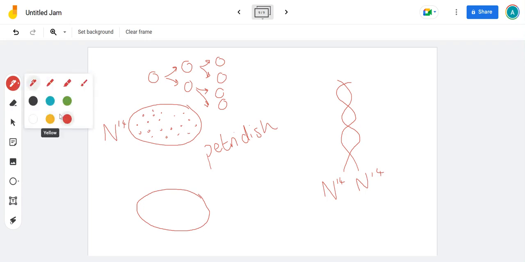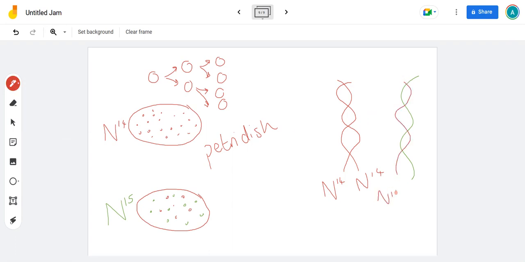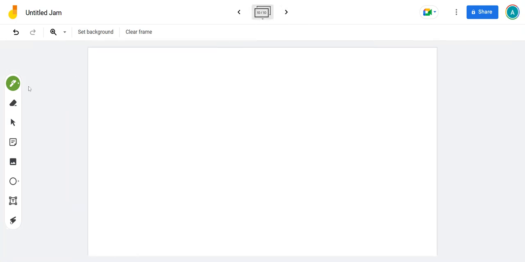Then they had another petri dish, and this time it contained nitrogen 15. They put some of the bacteria from here, if we draw those red, into there, and then they started to multiply, and as they multiplied, they started incorporating nitrogen 15 in their DNA. Originally they were all nitrogen 14, but then they started to incorporate nitrogen 15. So what they ended up with is DNA that was half nitrogen 14 and half nitrogen 15. Let's have a look at how that came about. At the start, they grew bacteria in nitrogen 14, and therefore both strands of DNA were nitrogen 14.